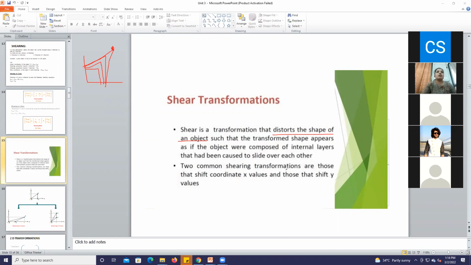Then two common shearing transformations are those that shift x values and those that shift y values. So we have seen the shearing factor along x-axis and shearing factor along y-axis. SHX and SHY are the two main transformations.